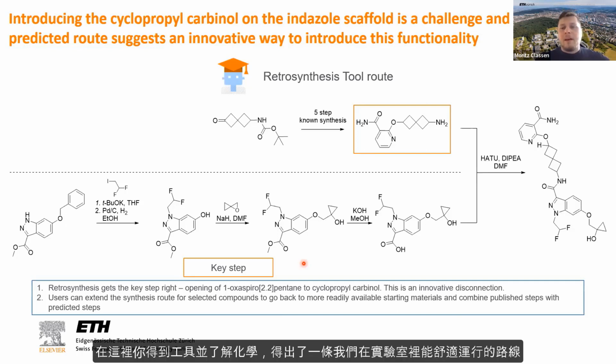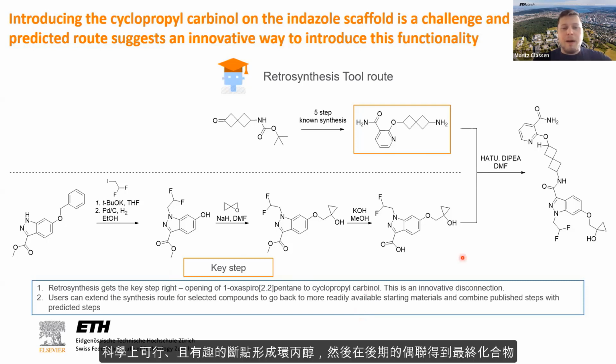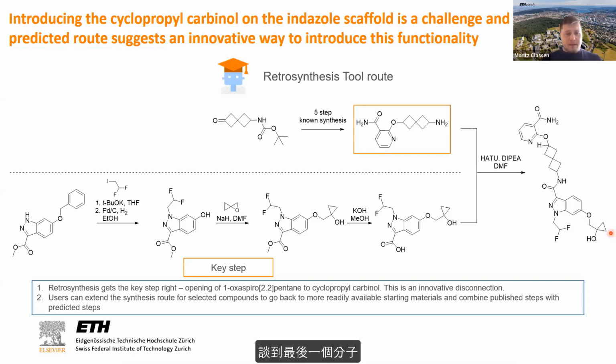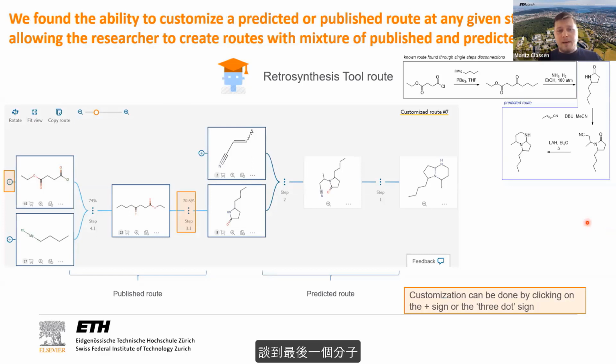But again, we can see here the tool knows its chemistry and comes up with a route that we would be comfortable enough to run in the lab: robust, a nice disconnection for the formation of the cyclopropanol here, and then late stage coupling to get to the final compound. Bringing us to the last molecule I want to talk to you about, which I think will also be the example that we'll talk about quickly later on, so I'll keep it brief.